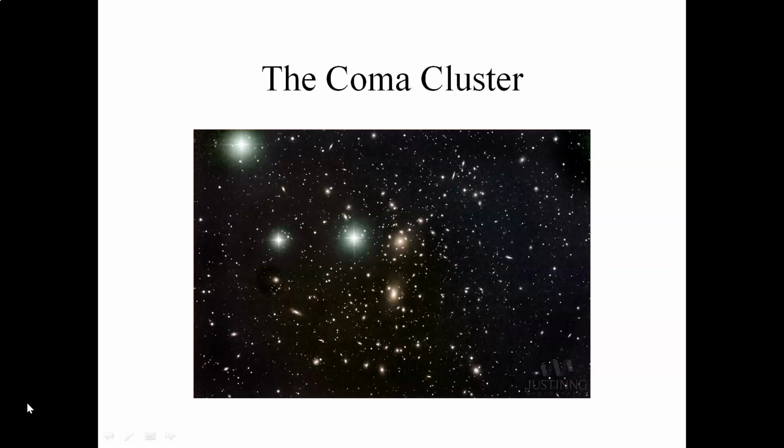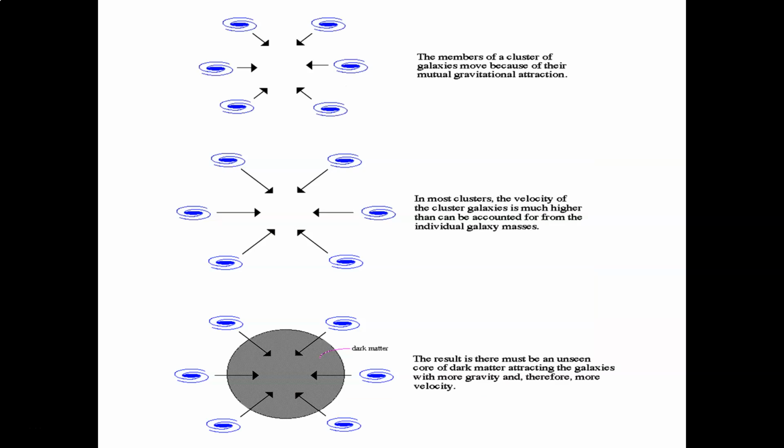Okay, right here is a nice picture of a nearby galaxy cluster called the Coma Cluster. The Coma Cluster consists of several hundred to a few thousand galaxies contained here within this volume. What Zwicky was concerned with, for example, was measuring the speeds of these galaxies as they move within the cluster based upon their mutual gravitational attraction. Here's basically the problem, if you will, that Zwicky measured.